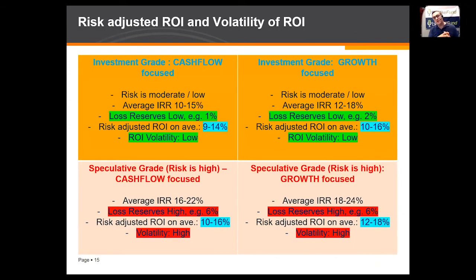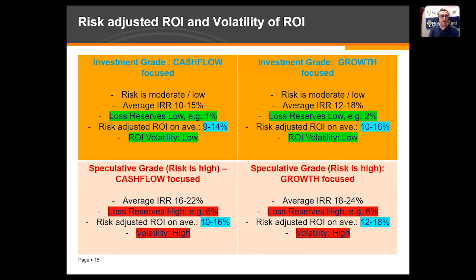Now let's talk about risk-adjusted ROI and volatility of ROI in conjunction to the quadrants that we talked about. So investment grade, cash flow focused, quadrant 1, again, has good downside protection, low and moderate risk. The average IRR 10 to 15%. The risk-adjusted return, I'm using an example of 1%. It's low. Why? Because the risk is low.